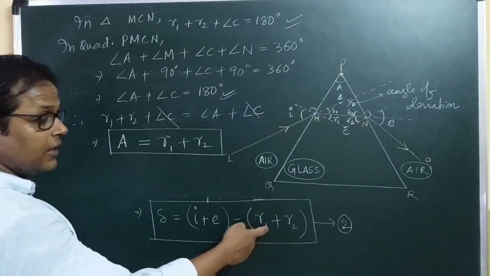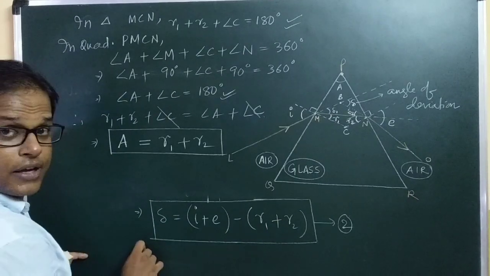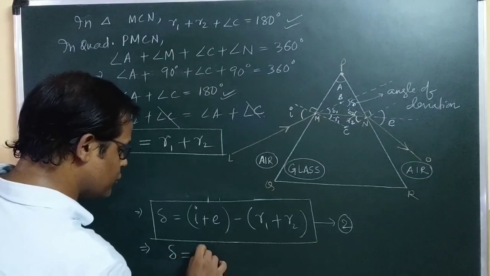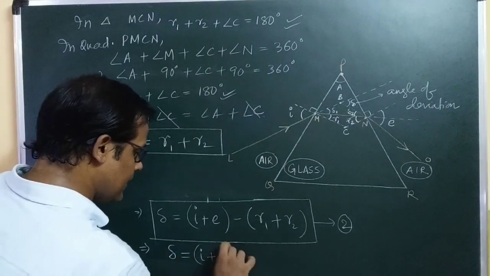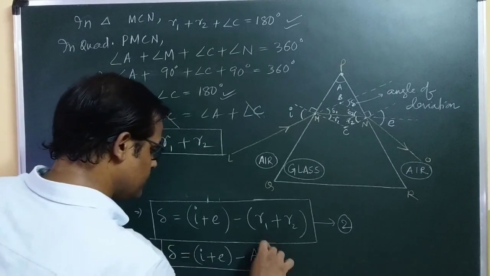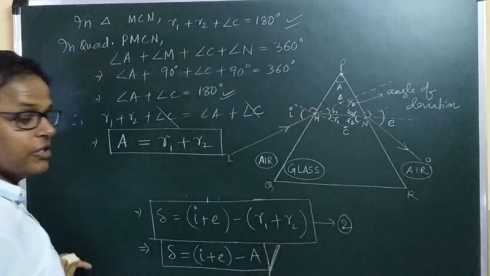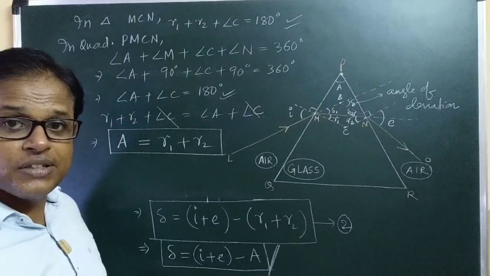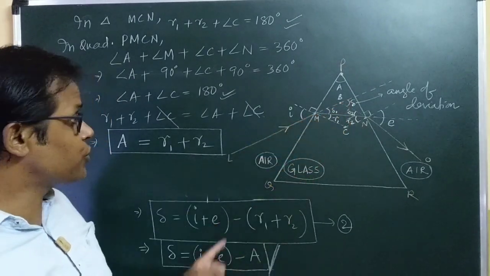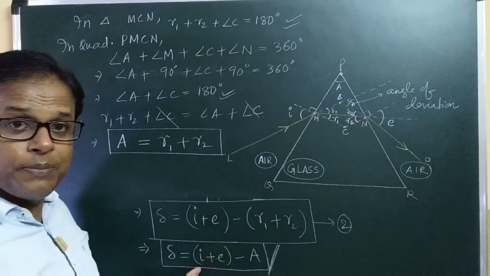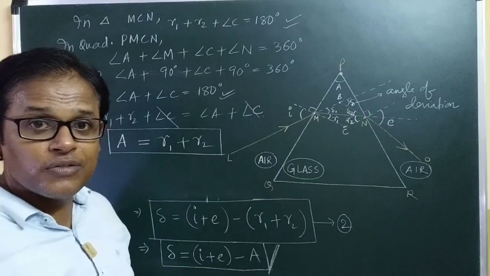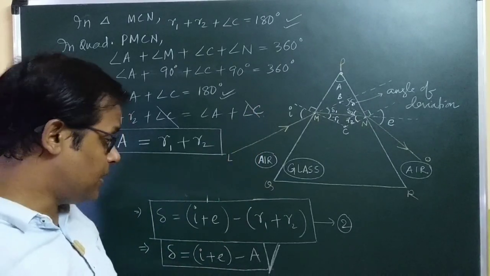Now we can put it there. So hence we can say, is it visible, right? The angle of deviation is equal to I plus E minus the angle of the prism. This is your prism equation. This is the prism equation. Clearly visible. Delta, the angle of deviation, is equal to I plus E minus A. So it definitely depends upon the angle of incidence and also depends upon the angle of the prism. Alright?